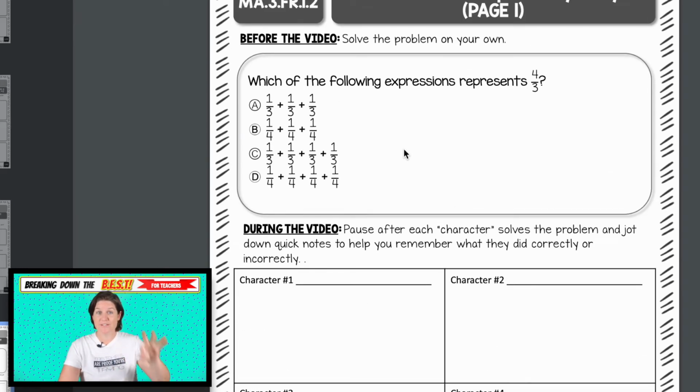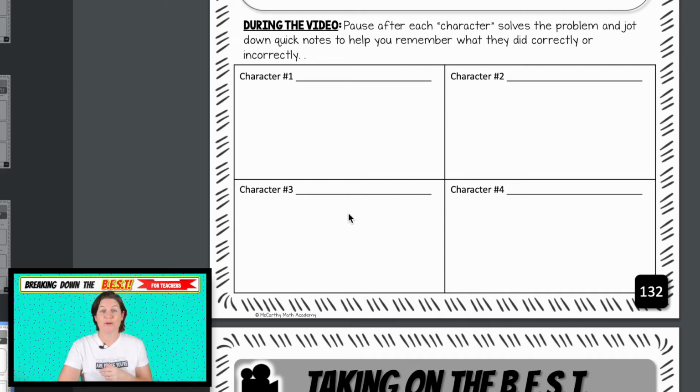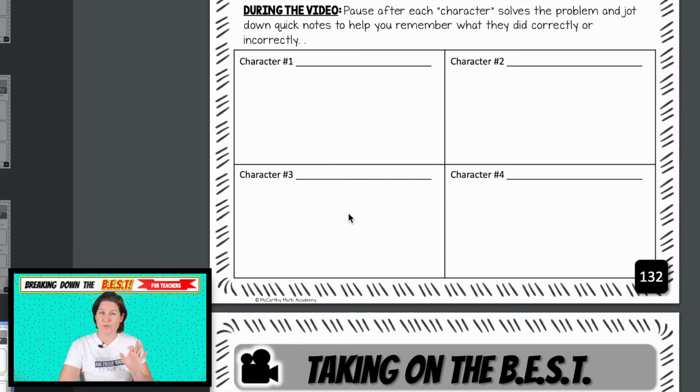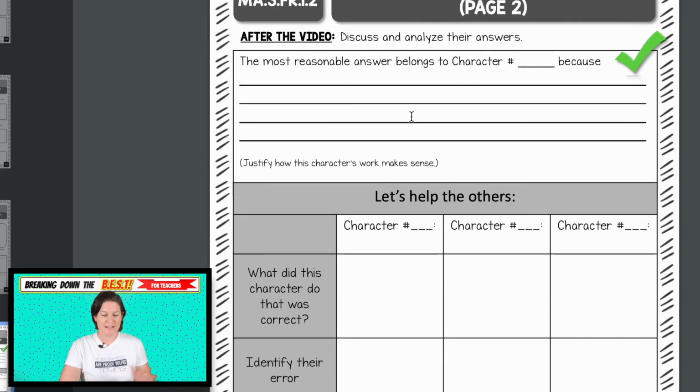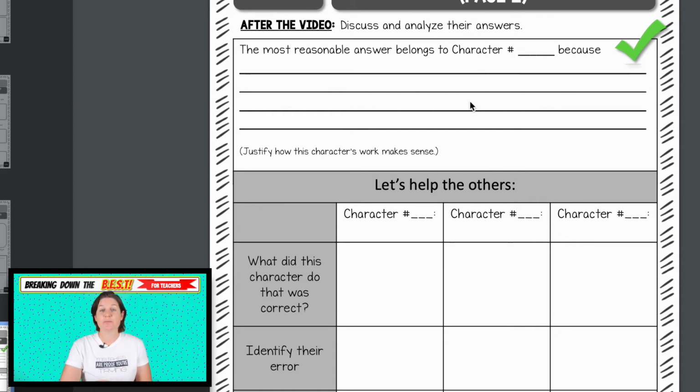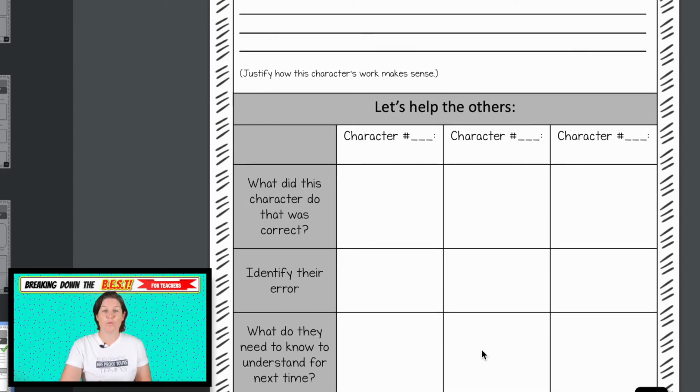as 4 other characters solve this same problem right here. Now the thing is, 3 of those characters are going to make a mistake that students will commonly make. And notice this kind of looks like one inside of the document that we just used to break down the standard. And one character will provide the correct answer and the correct reasoning behind it. So students really have to listen carefully. These characters are just me dressed up in silly costumes, silly accents, having fun with this. And then after they watch all of the characters, they'll fill out their detective report, analyzing who they believe the most reasonable answer belongs to, and then analyzing the work of the others.